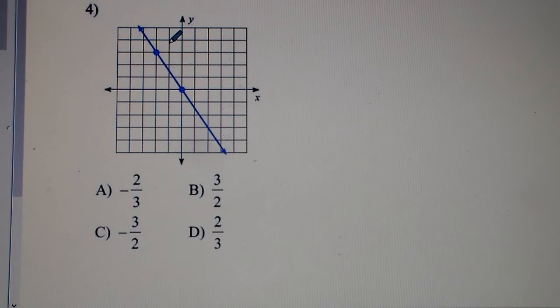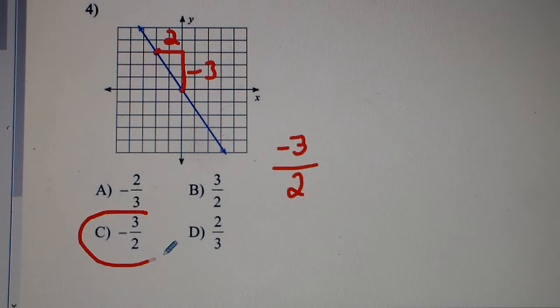Here, number 4. Here's 1 dot. Here's another. We go 2 to the right and 3 down. So 2 to the right, that means it's a +2. And since I go down 3, it's going to be -3. So up, down goes on top. So -3 over the run of +2. So this is -3 over 2, which is C.